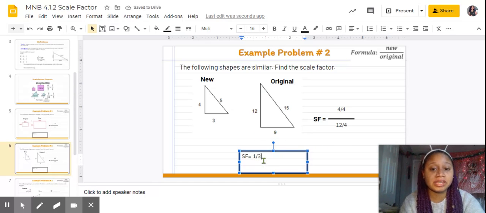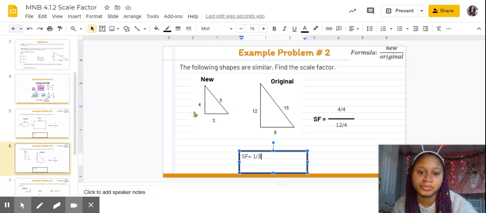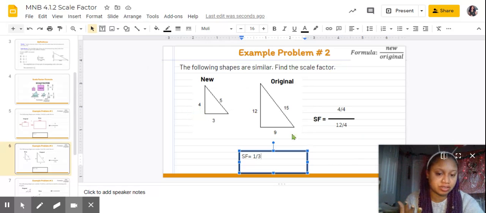So then that means you multiply each of these numbers by 1/3 to get the new shape. So 15 times 1/3 is 5, 9 times 1/3 is 3, 12 times 1/3 is 4. Or you can look at this as division. 15 divided by 3, 9 divided by 3, 12 divided by 3.